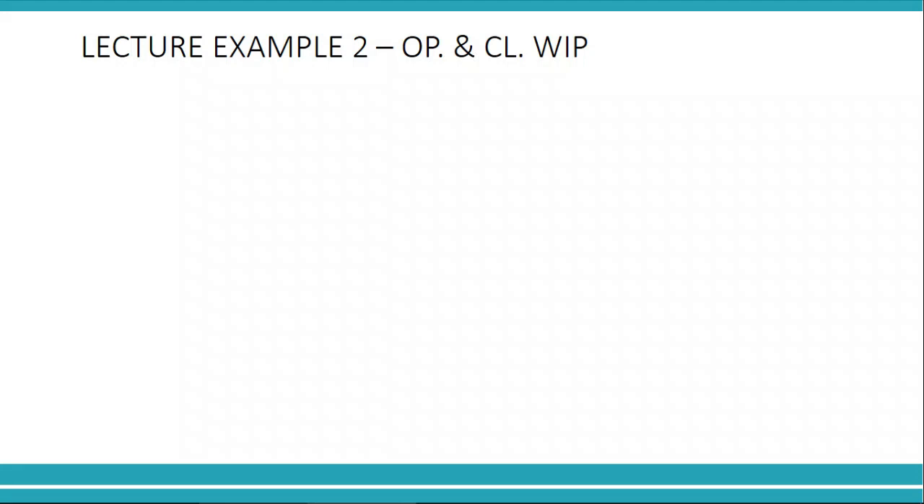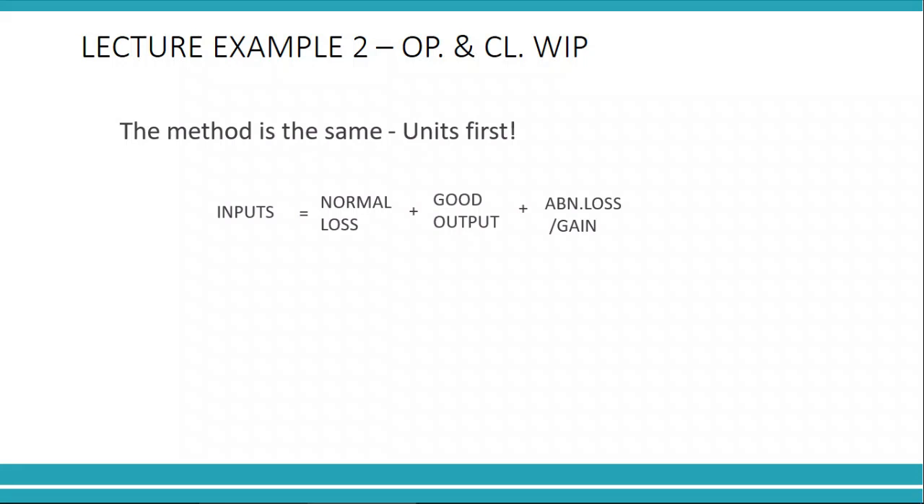And now we are going to do one more example in which we will have opening work in process as well as closing work in process. So two work in process we will consider in this example. So we say the method is the same, units first. You have got inputs, then normal loss, good output, then abnormal loss or gain, then you have a closing work in process. And here you also have opening work in process this time.